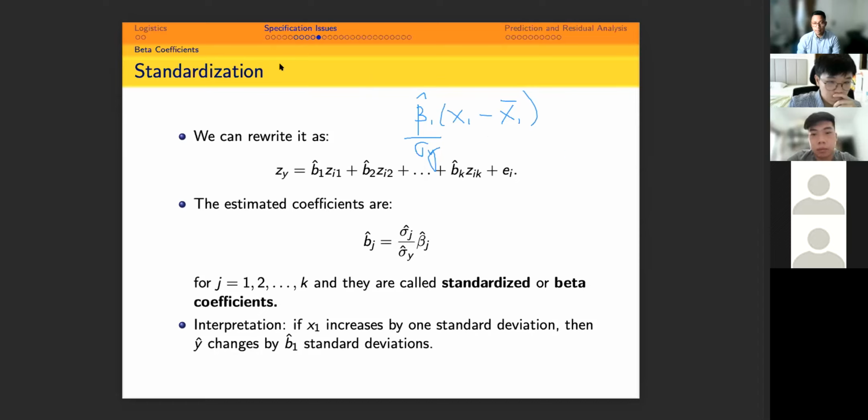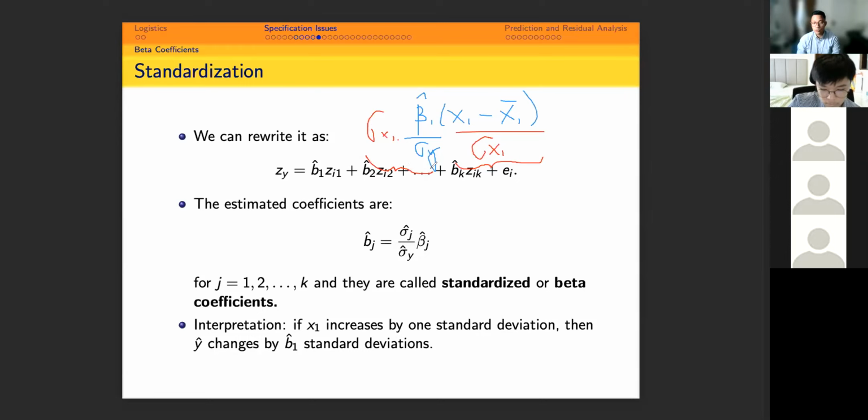So we divide this by the sigma of x1, and then we multiply it by sigma x1. So what is this one? This one is actually the standardized x1. And what about this one? This part is what's called the standardized coefficient or the beta coefficient. And this is what we're interested in.